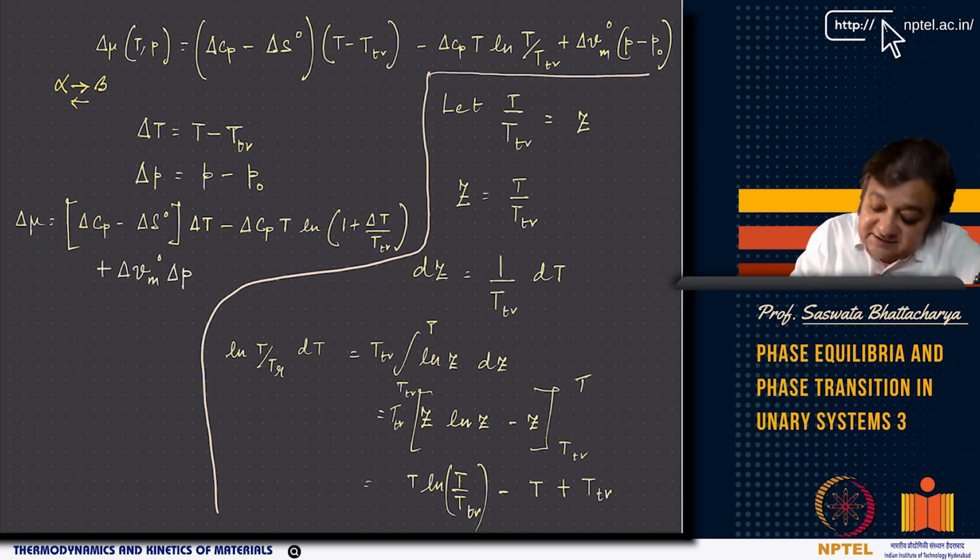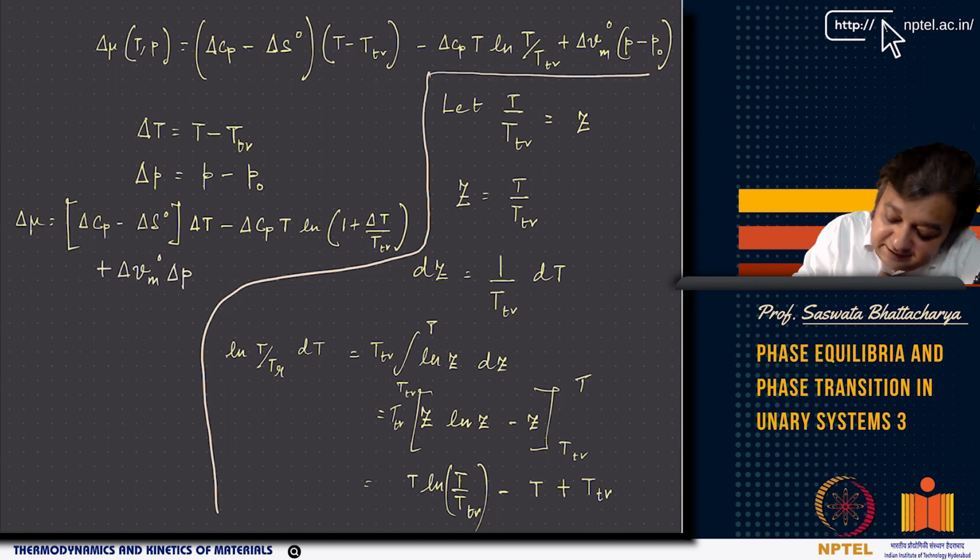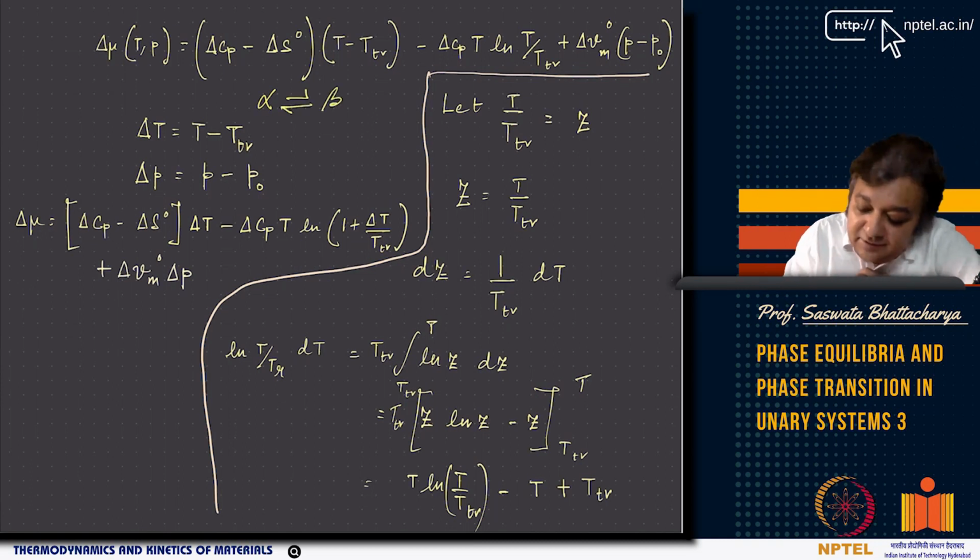And also there is T minus TTR. This TTR is basically the transition temperature at which alpha and beta are in equilibrium. When we write alpha and beta in equilibrium, we use this reversible symbol. And when you did the algebra, you could get delta Cp times ln T by TTR. Now delta T is T minus TTR, the transformation temperature, so T is some temperature away from the transformation temperature.